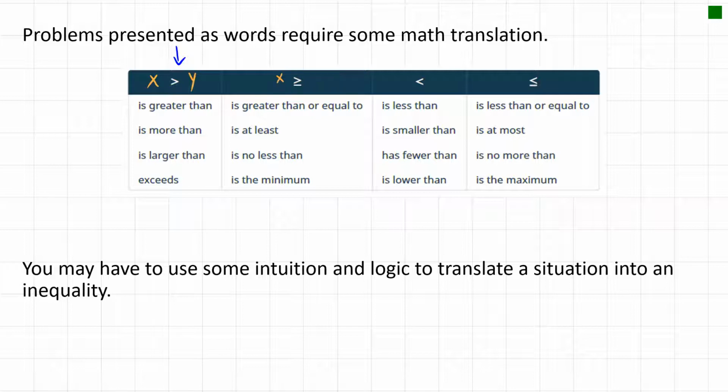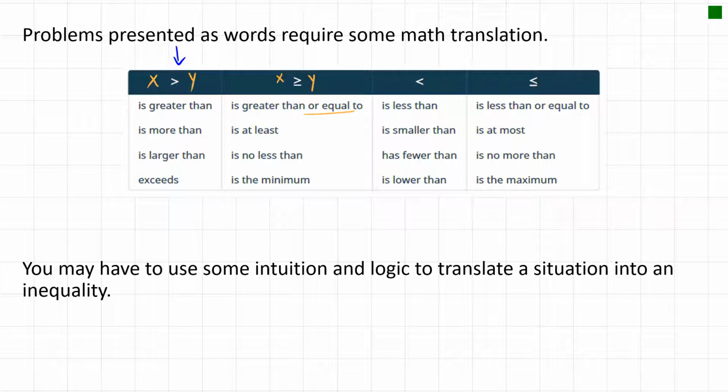So if we have x is greater than or equal to y, we could just say that as greater than or equal to, or we could use words like at least. If you need at least 10 computers for a business startup, if you have 10, that satisfies the requirement. So that's greater than or equal to. No less than says you need to have the same thing, greater than or equal to.